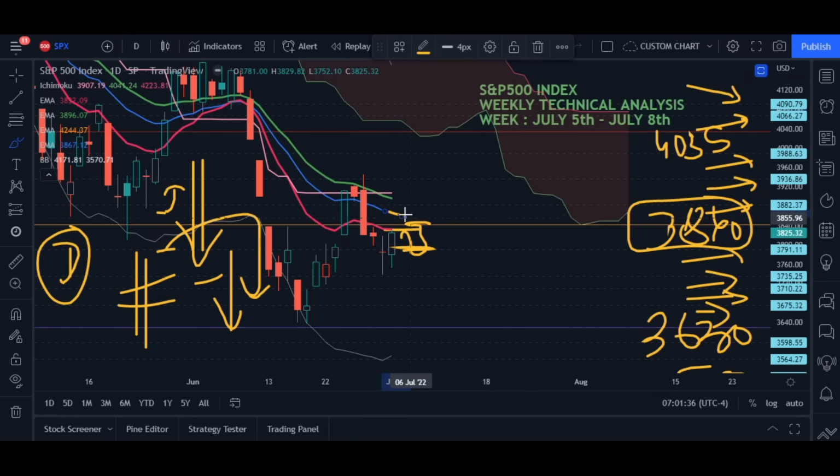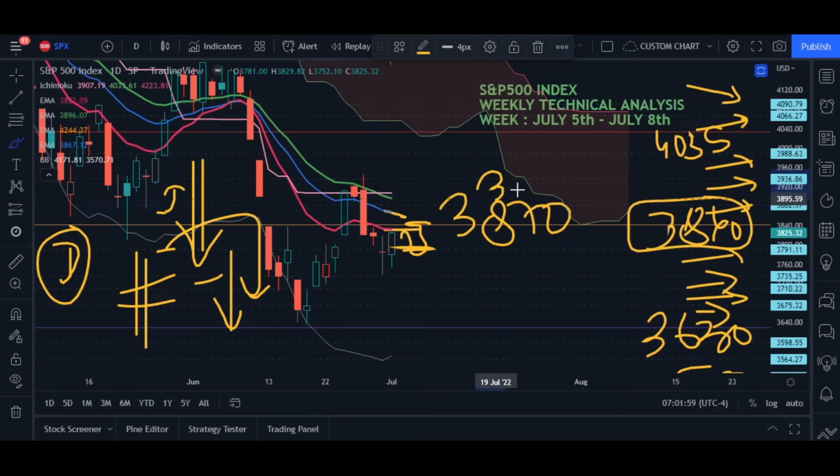Now this is the second moving average. On Tuesday the second moving average will be around 3864, or maybe around 3870. So this moving average will be around 3870. When the market moves up, it will again find heavy resistance because of the moving average at 3870.